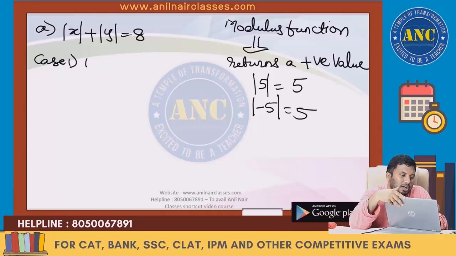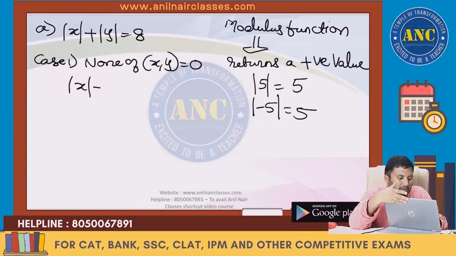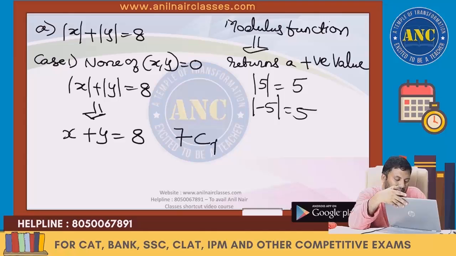Case 1. None of x, y is 0. If x, y is not 0, I am not taking x = 0 or y = 0. This is nothing but |x| + |y| = 8. Modulus always returns a positive value, so x + y = 8. What will be the answer?